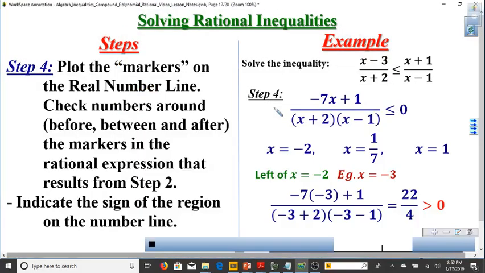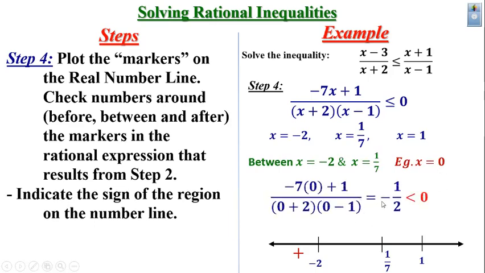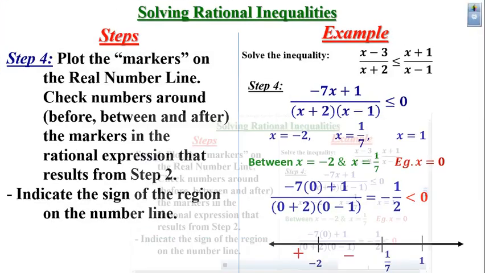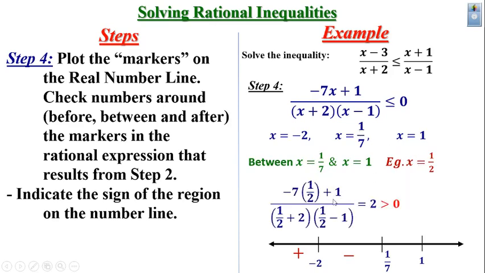Then I'm going to go to my next region, which is between -2 and 1/7. I choose a number between, say, 0. And I plug it into my inequality and I get -1/2. So that means any number in the region there will give me a negative number. Then I'm going to go to my next region, which is between 1/7 and 1, where 1/2 is a good number to try. It's bigger than 1/7 but smaller than 1. I plug it into the inequality and I get +2. So that region gives me a positive.